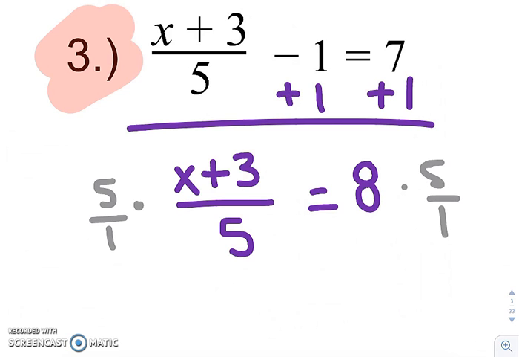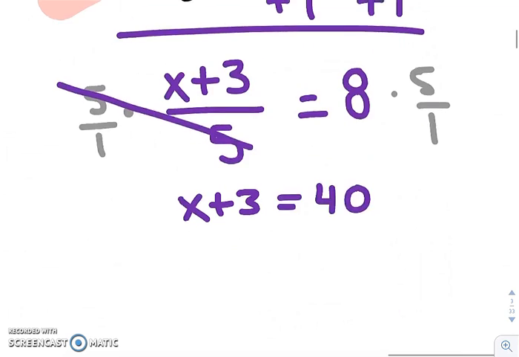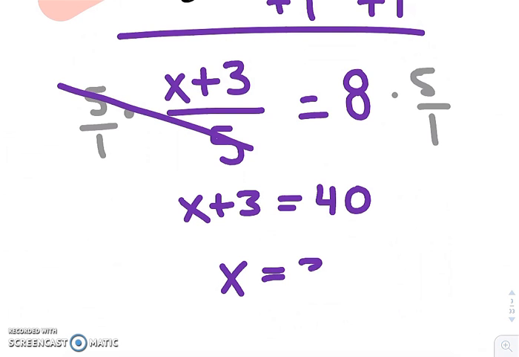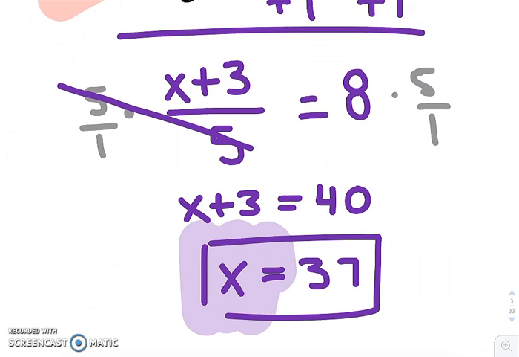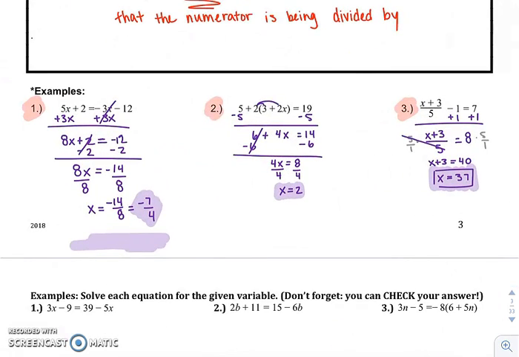So 5 on the top, 5 on the bottom cancel. Divide by 5, multiply by 5, undo each other. So really what you would have on this left-hand side is x plus 3 over 1, but we don't put things over 1. So you're left with just x plus 3 equals 8 times 5, which is 40. Subtract the 3. x is equal to 37. I'm not going to do too many examples with you guys because this is review, but I just want to show you that fractions are not that bad. So I'm going to do 2 more fractions with you and then have you guys do the rest.